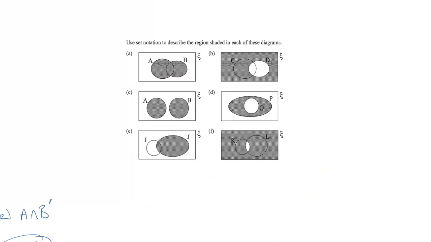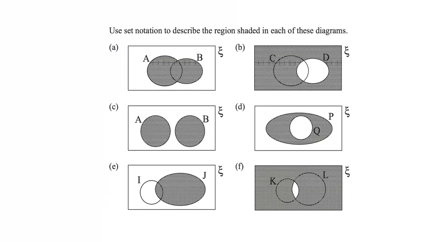Okay, now final example. Let's see if we can write some of these in set notation. So hopefully you've got some clues now as to how we're going to work these out. So in part A, we can see all of A is shaded and all of B is shaded. So it's the union of things in A or B, A union B.